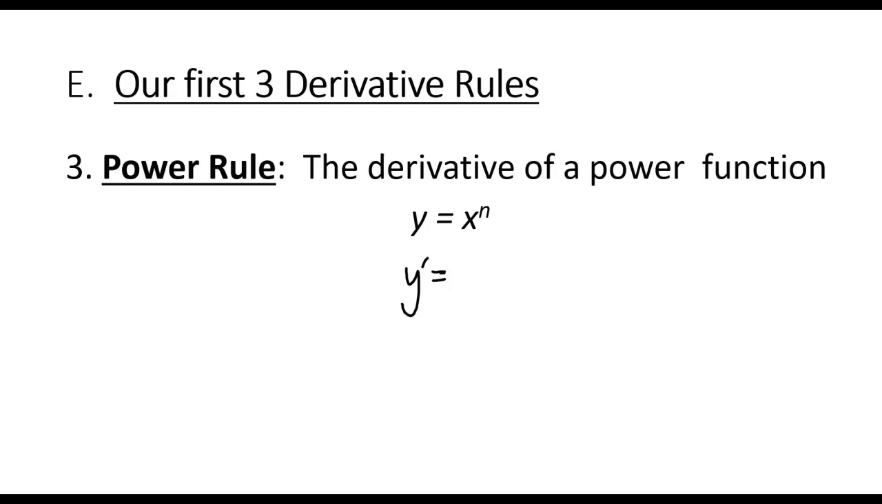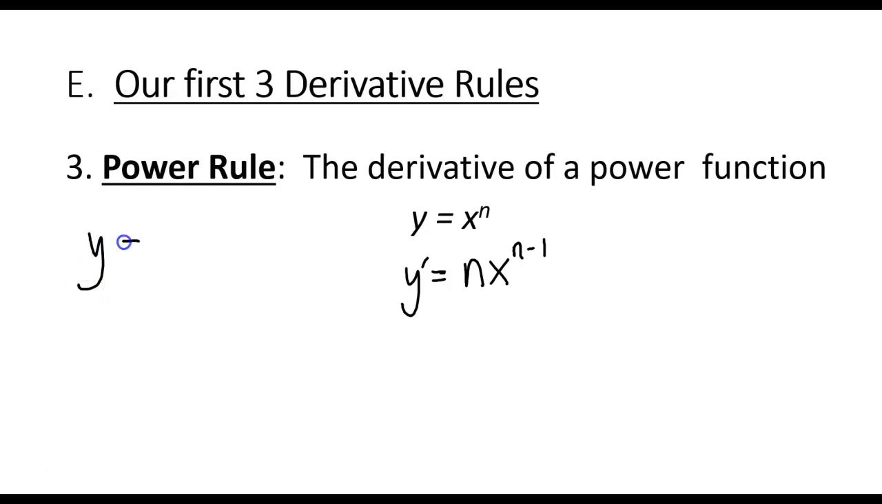So here's the rule. If you have a power function, the derivative will be the following. Whatever your power is, that's going to become a coefficient. The x is going to stay there. And your new power will be 1 less than the original power. So in other words, n minus 1. That's really weird, but there it is. That's the power rule. So let me give you guys a quick little example here.